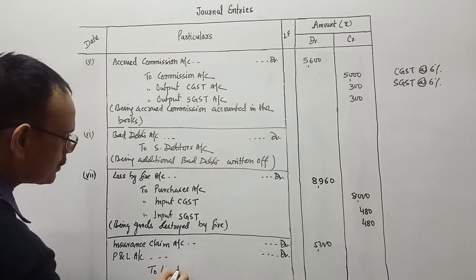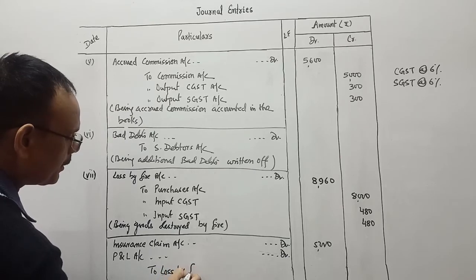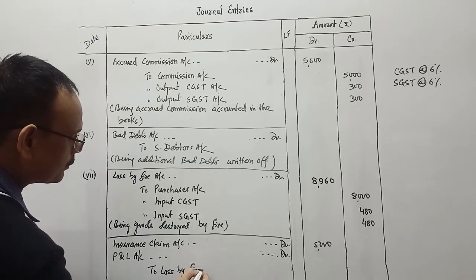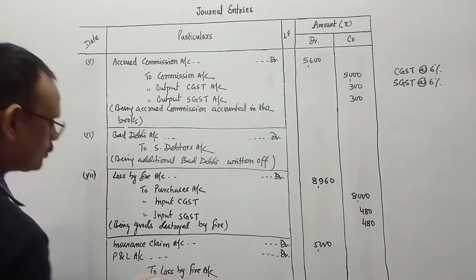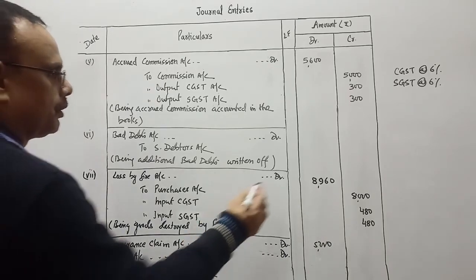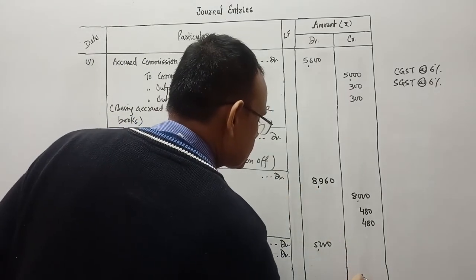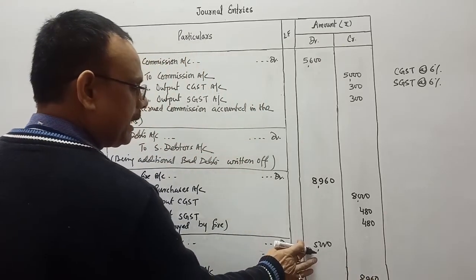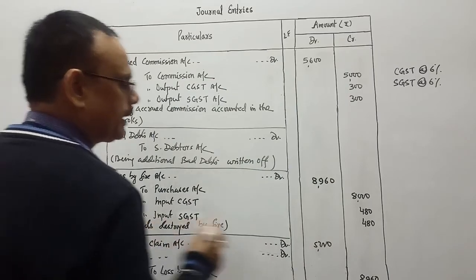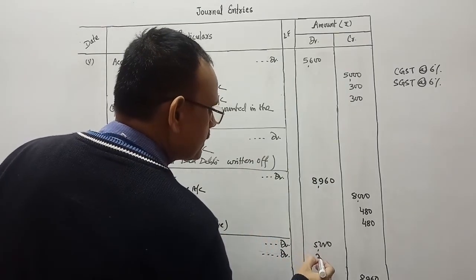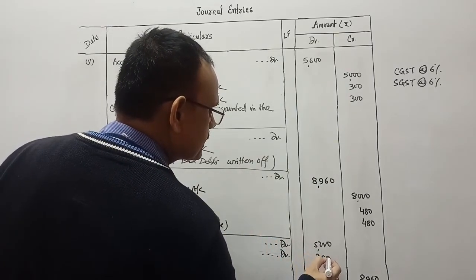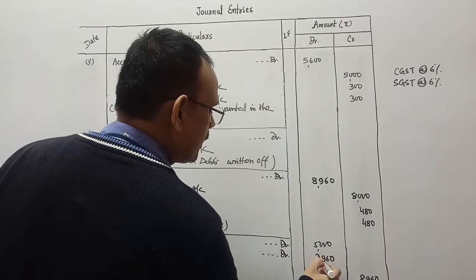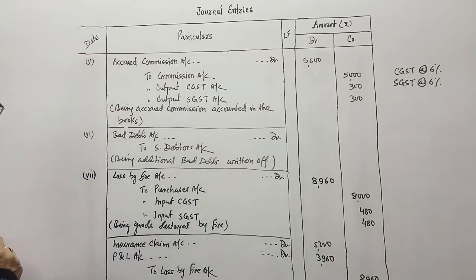To loss by fire account. So loss by fire is 8,960 and the insurance company admitted the claim up to rupees 5,000 only. So the difference is 3,960, the loss by fire. This is the difference amount.